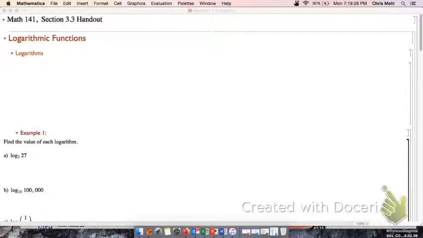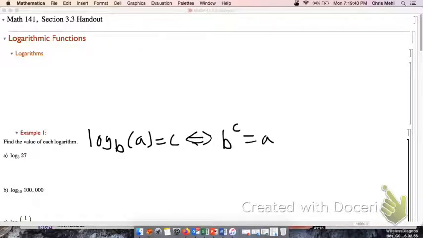Okay, so if I want to do example 1, this is just an example of computing logarithms before we even talk about functions. As usual, my video paused itself, which is frustrating. So, again, let me explain this one more time. To compute a logarithm, we use the fact that log base b of a equals c if and only if the base b raised to the c power equals a.